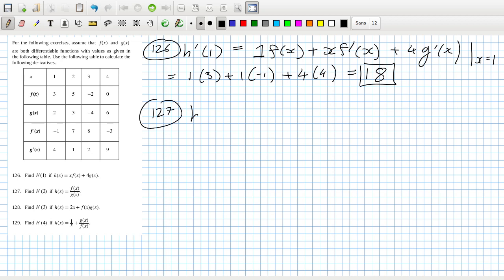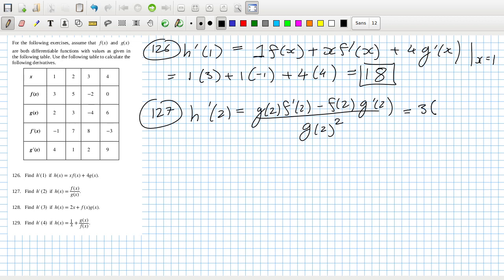127, h'(2) would equal the bottom squared. The bottom times the derivative of the top minus the top times the derivative of the bottom. So that would be g(2), which is 3, times f'(2), which is 7, minus f(2), which is 5, times g'(2), which is 1, over g(2), which is 3 squared, is 9. So that's 21 minus 5 over 9, which is 16 over 9. That's it.